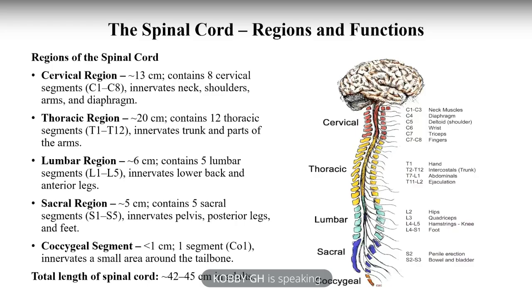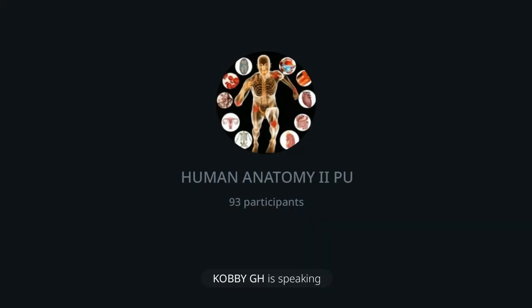So every day, look at it. So the cervical region. But ideally, you can learn it, you can summarize it and say that the cervical region controls the neck muscles, the diaphragm, the deltoid, the wrist, the triceps, and the fingers in a summary.